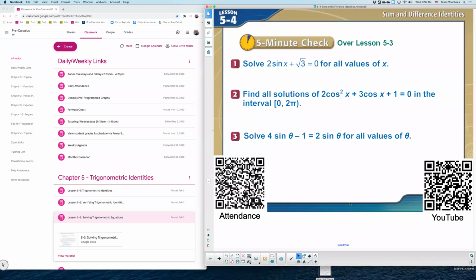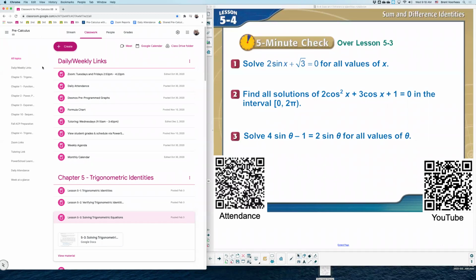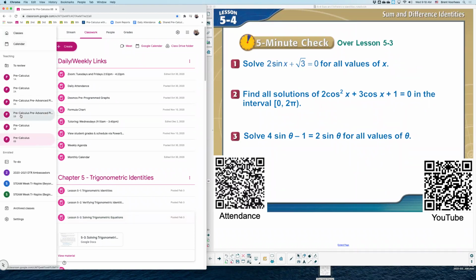Good morning. Let's take a look at lesson 5.4. Now, as we've been marching through chapter 5, we are now going to come to the last chapter in this segment. So let me go open up here. Let me get to the correct class.